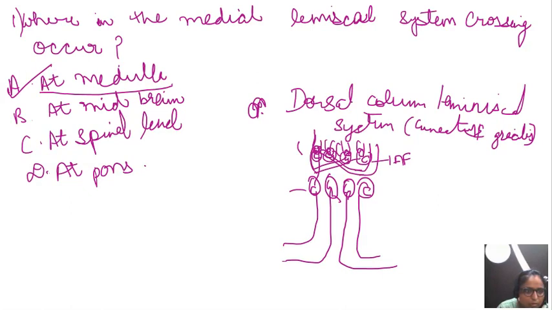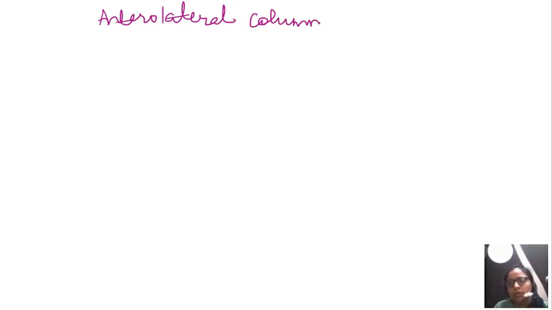So now today we will study the anterolateral system, the anterolateral column. Yesterday we saw the dorsal column lemniscal system, meaning the tracts which come under the dorsal column. We have two tracts, the tract of gracilis and the cuneatus. Today we will see the anterolateral column, meaning the tracts which are situated in the anterior column and lateral column. So let's talk about pain and temperature first.